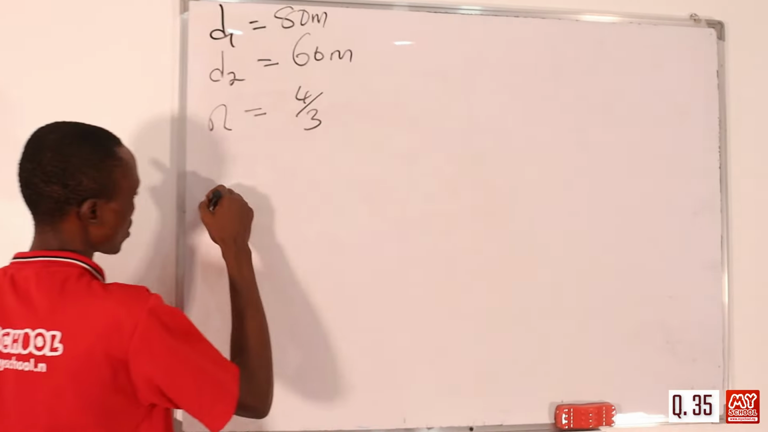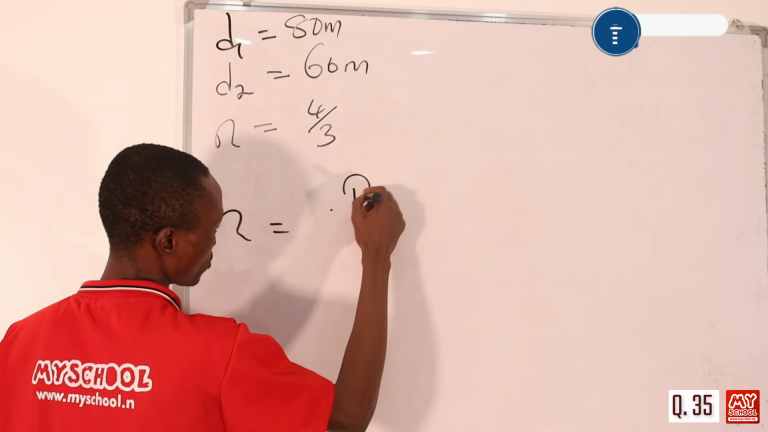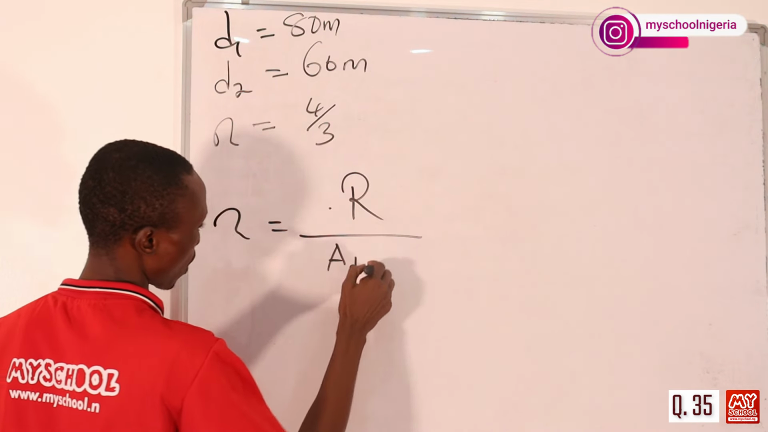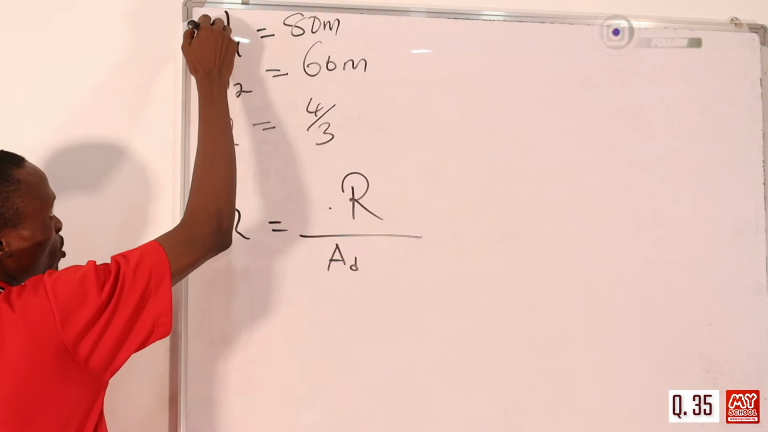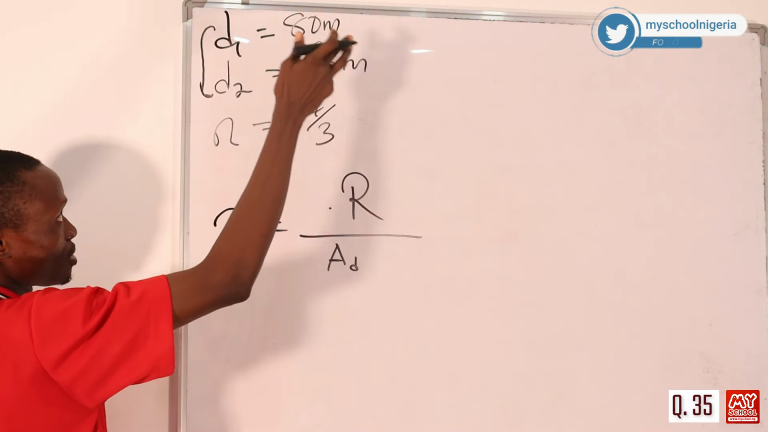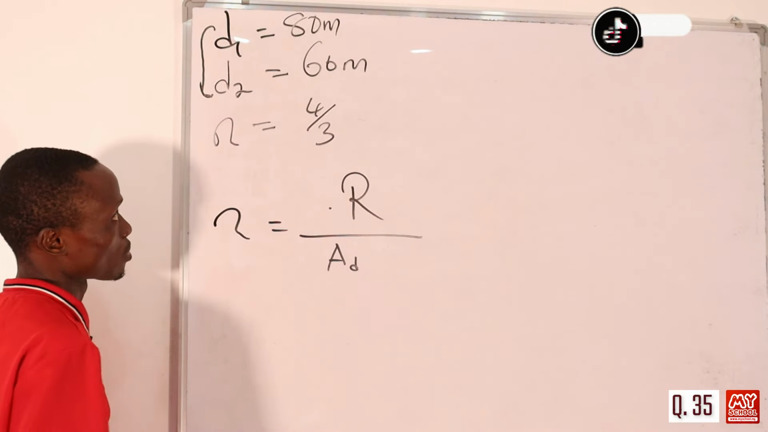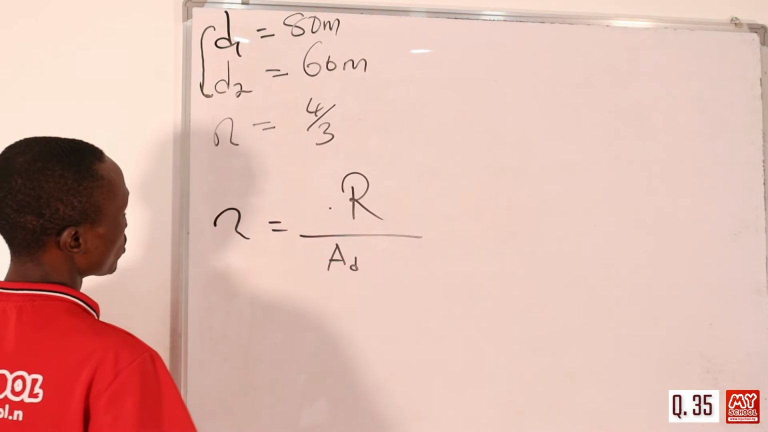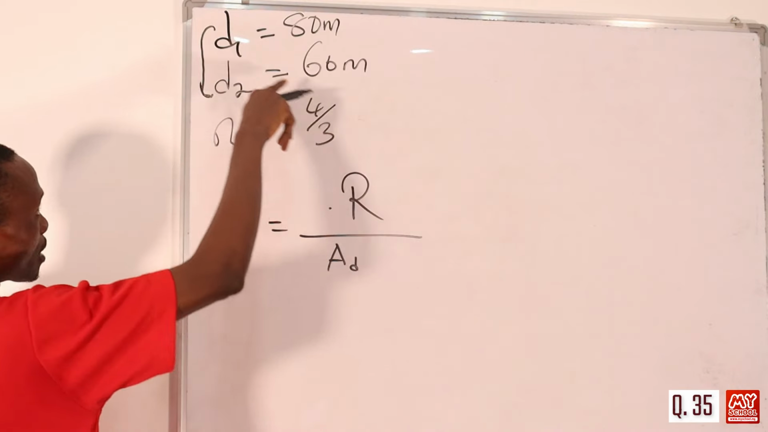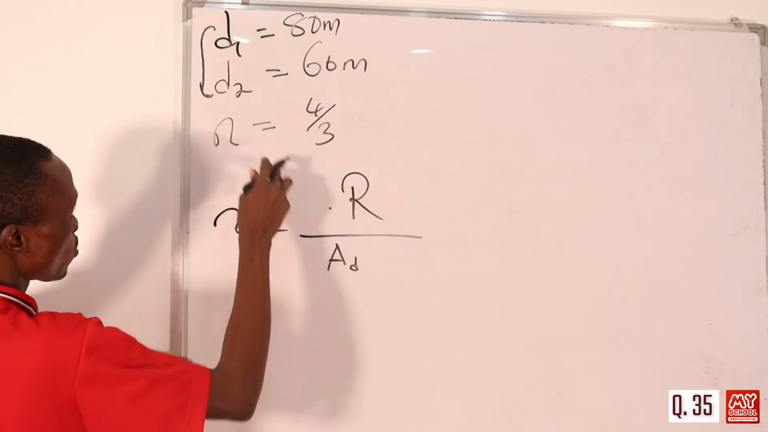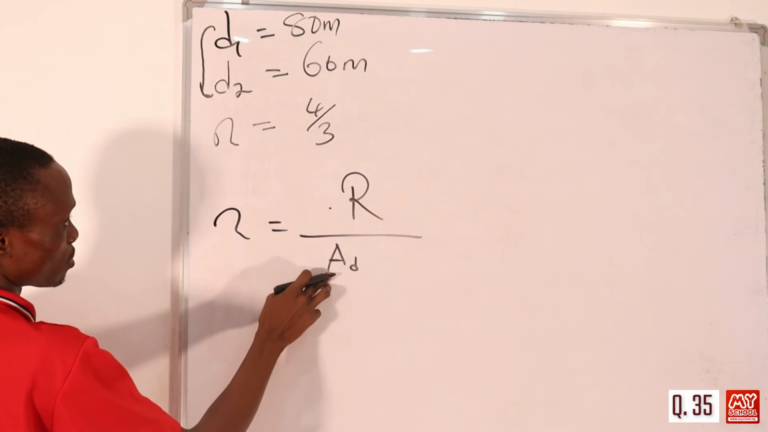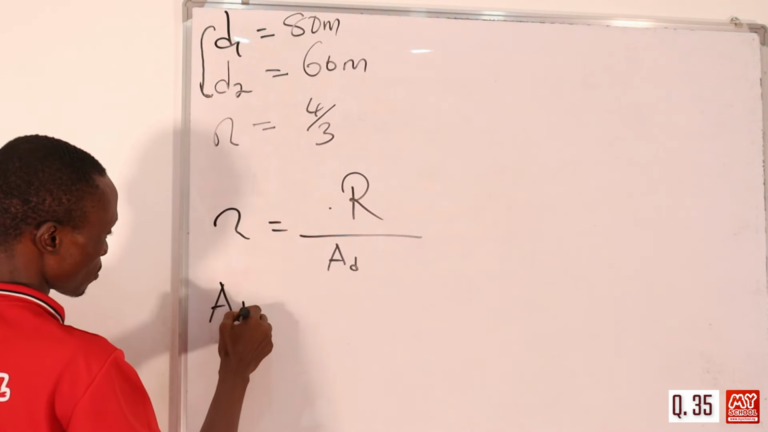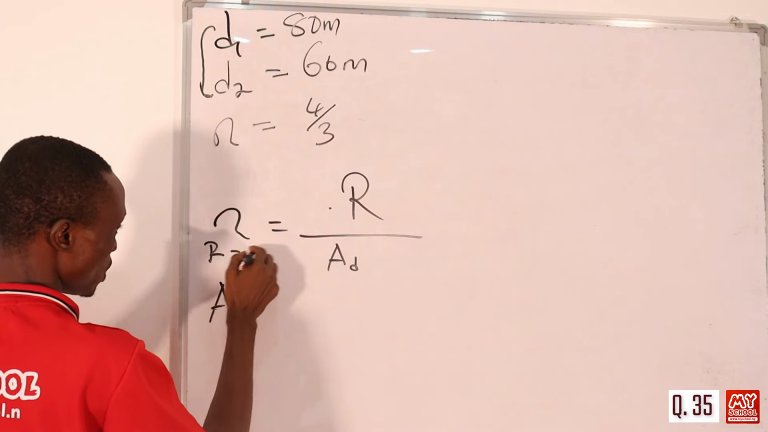So remember that refractive index is equal to real depth, let's use capital letter R, all over apparent depth, let's use AD for apparent depth, right? If you check this question very well, we are given two depths because they said the submarine rises from 80 meters to 60 meters according to the question. So first of all, we'll calculate the apparent depth at the real depth of 80 meters. We know n to be equal to this, so we can just make the apparent depth the subject of the formula. Basically, that is what we are calculating for. So here we'll be having the apparent depth, that is when the real depth is equal to 80 meters.